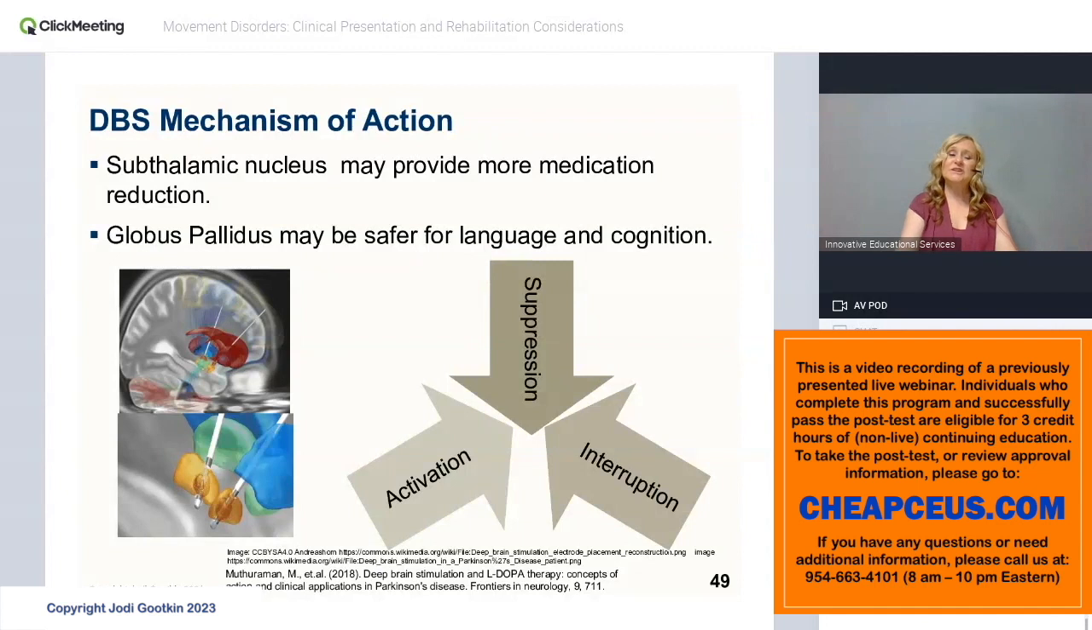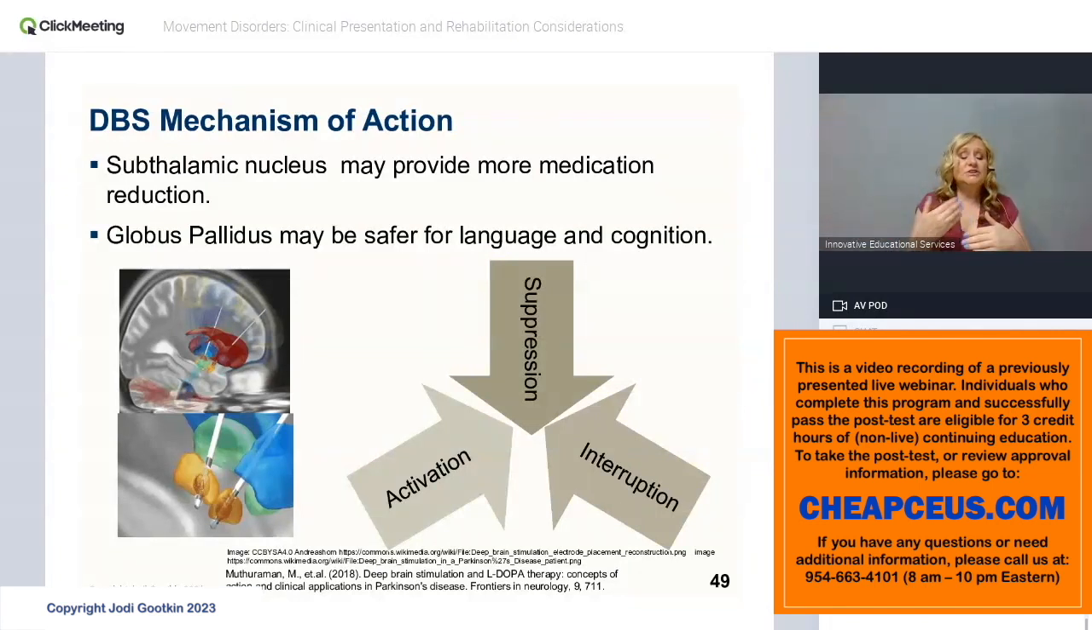The mechanism of action, they're not solid on one explanation for the mechanism of action. The research is also presenting several different regions of the brain that can be targeted with the deep brain stimulator. In animal studies, what they think is most commonly accepted is that there is some suppression of the neurons' action potential that are firing that create abnormal movement.